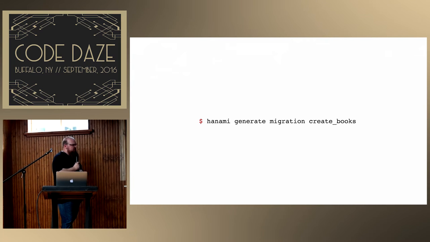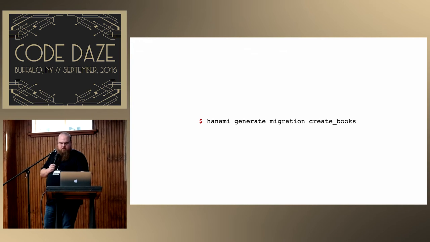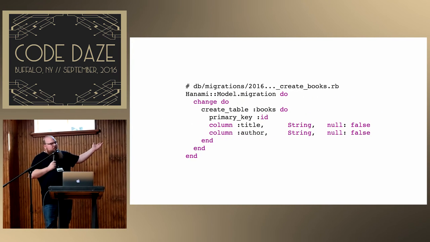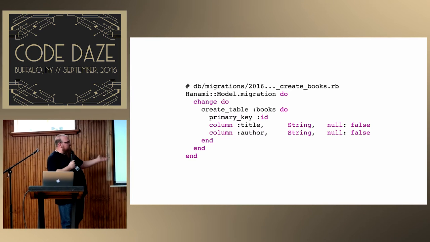Another handy tool is to say hanami generate migration. We're going to create a books table. Migration, if you come from Rails, you'll be pretty familiar. So it's this method called create_table.